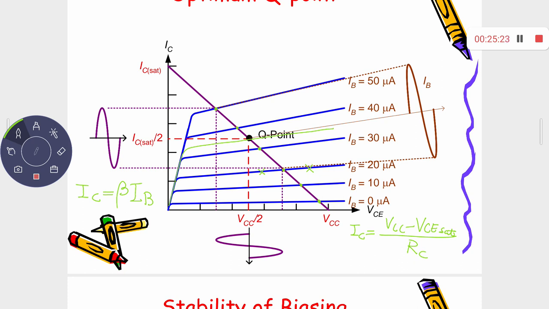Or let it be, say, 1 kilo ohm, for example. So 9.8 volt across 1 kilo ohm means 9.8 milliampere.